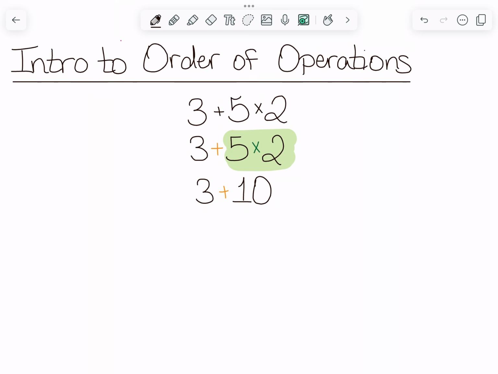5 times 2 is 10, so that leaves us with 3 plus 10. And now we can do that final operation of addition, which is our orange operation. This gives us our final answer of 13.